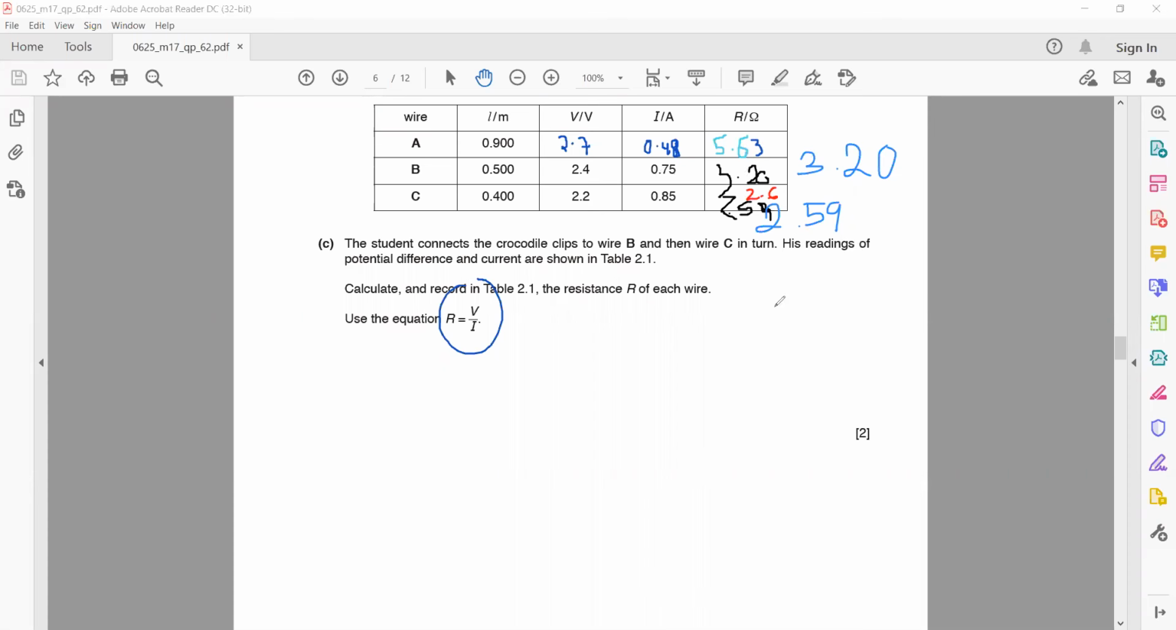And the last one, which is 2.59, so you will write 2.588, so you will get 2.59. So these are the values: 5.63, 3.20 and 2.59. The number of significant figures is important, so you should use the same number of significant figures when you are completing a column.